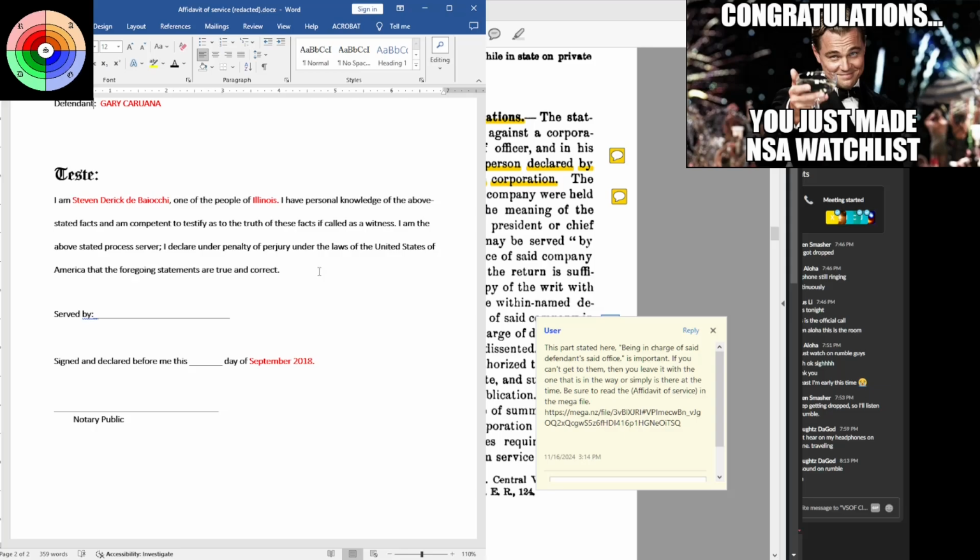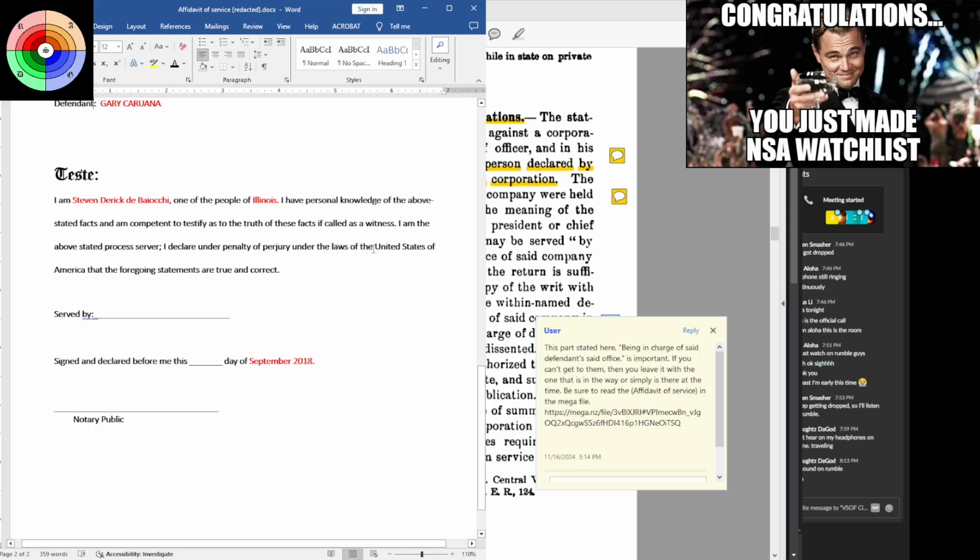And then served by, that's where he signs it, signed and declared before me, such and such, that's where the notary public signs it. And there's a space here left. If your process server has their own seal, they can put it here, and then the notary public usually puts their little stamp here. And that's it. Okay, so why is this important?